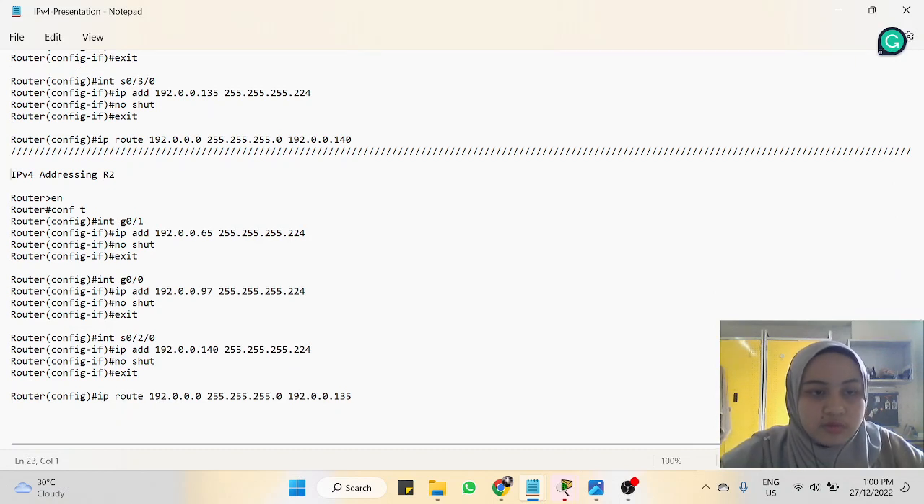Next is IPv4 addressing for router 2. After I put enable and configure terminal, I will configure interface G0/1, then G0/0, and then interface S0/2/0, and the pattern will also be the same as I did in router 1. For the last line, the ip route command, I will put the default gateway address of router 1, where the last number will be .0, and then the subnet mask, the last number also being 0, and then this here is the serial for router 1, which is S0/3/0.